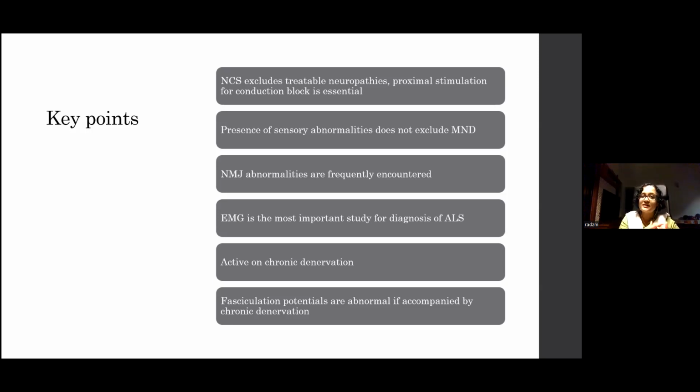Neuromuscular junction abnormalities, I did not talk about it so much. There's just one final talk on NMJ assessment, and there I'll show you, but you can have false positive NMJ tests like repetitive nerve stimulation studies in motor neuron disease. We know EMG is the most important study, and we are looking for active on chronic denervation. And remember, I've told you this multiple times, fasciculation potentials are abnormal if accompanied by chronic denervation changes.